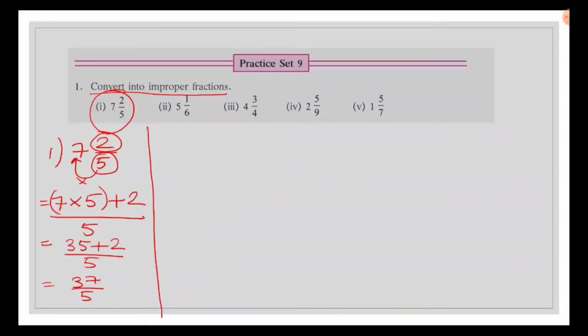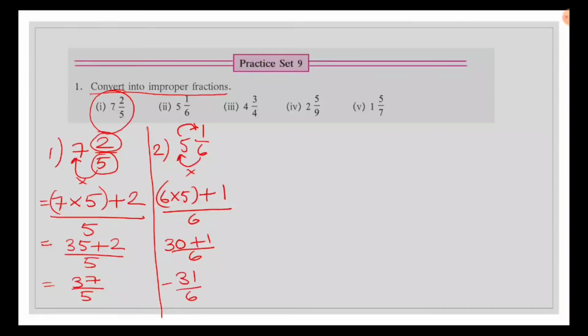Now let's see the second sum, that is 5 1 upon 6. You will be multiplying this number with this. Okay, 6 5s are 30, adding this answer with the numerator, that is 1, and in the denominator it will be this itself. 6 5s is 30 plus 1 upon 6. 30 plus 1 is 31 upon 6. Okay, so this is your answer.